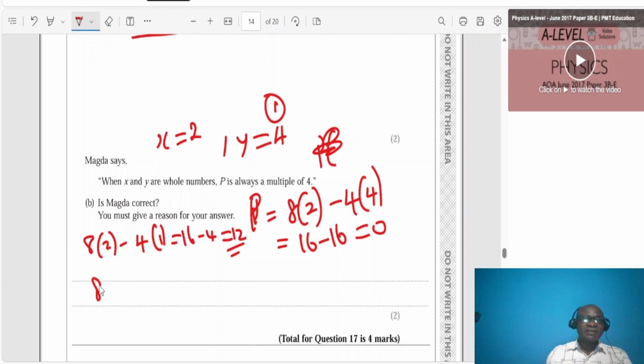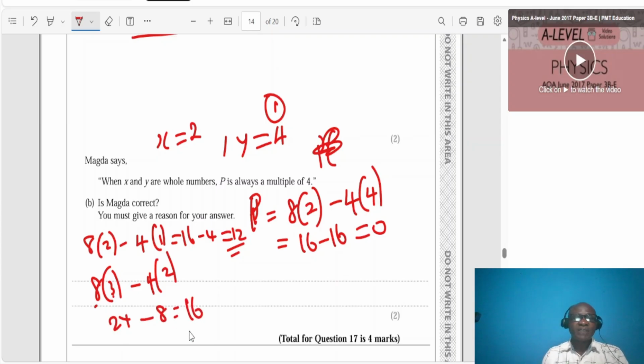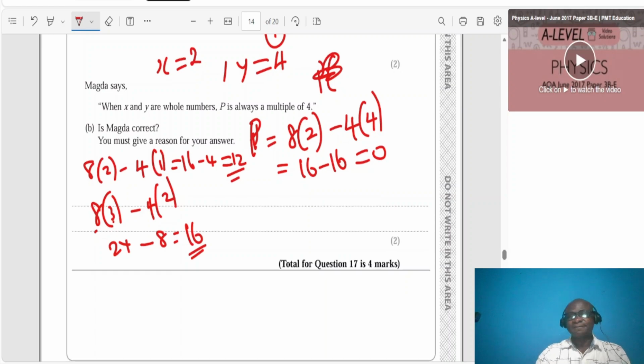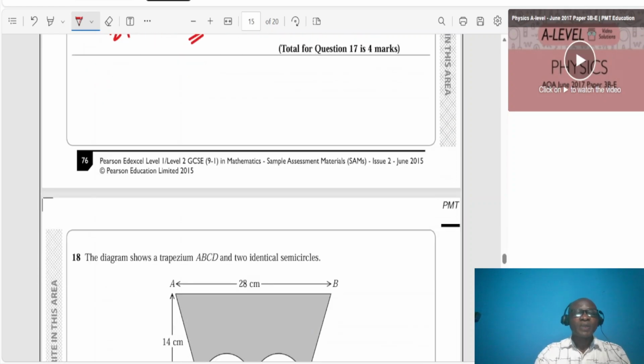Yeah. Okay, let's make x to be 3. And then make y to be, let's say, 2. All right? So 8 times 3 is 24. Minus 4 times 2 is 8. Subtract 8 from 24. That will give us 16. And 16 is a multiple of 4. So that is it. Therefore, it is correct. Magda is correct. Is that okay? Yeah. We move to the next question.